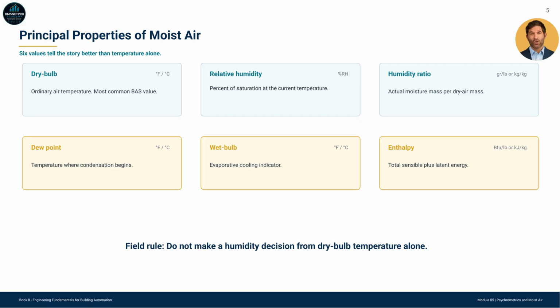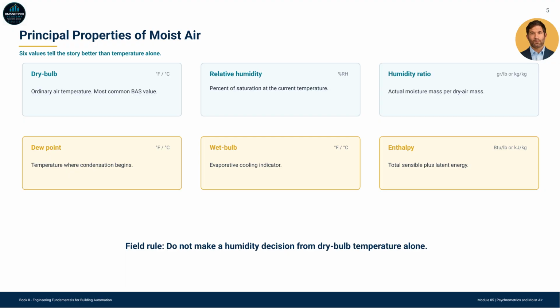These 6 properties are the core language of moist air. Dry bulb temperature is the ordinary air temperature and the value most BAS graphics show first. Relative humidity is the percent of saturation at the current temperature, but it is not the actual amount of moisture by itself. Humidity ratio tells us the mass of water vapor compared with dry air. Dew point tells us the temperature where condensation begins. Wet bulb temperature helps us understand evaporative cooling potential, especially for cooling towers. Enthalpy combines sensible and latent energy, so we can compare total air energy, not just temperature.